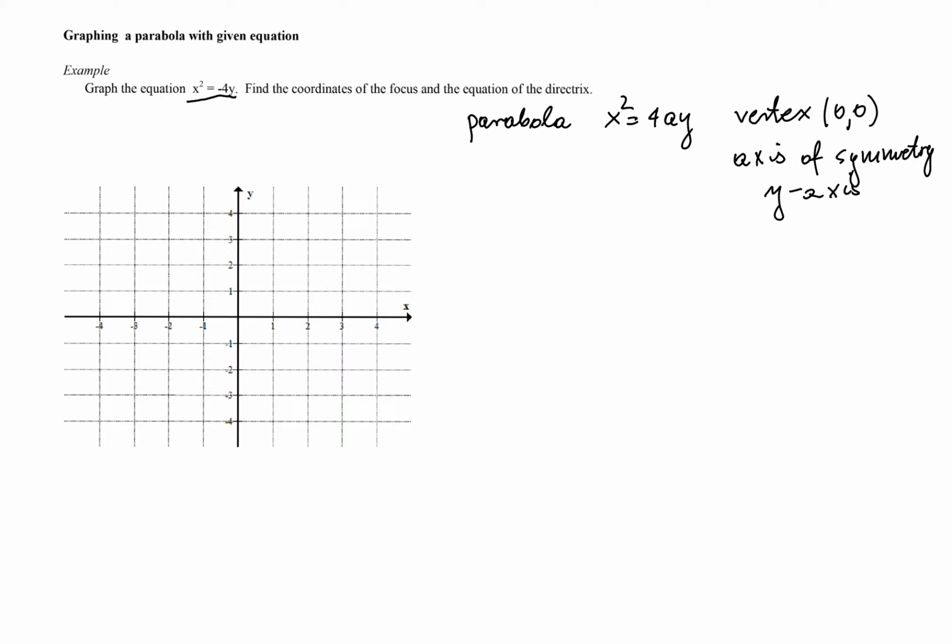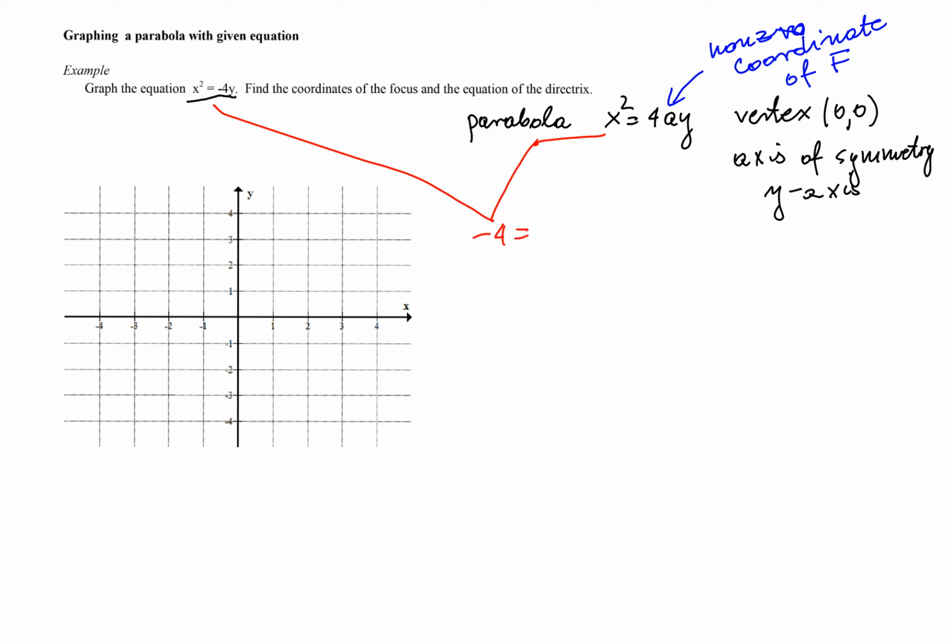Now, how will I find what the focus is? If we remember that the a in this general formula is the non-zero coordinate of the focus, then it is enough to find the value of a. And if we compare those two equations, x squared is equal to negative 4y with our general statement, you can see that negative 4 has to be 4a. That means that a is equal to negative 1, and combining this with the information that this is the non-zero coordinate of the focus, we can say that the focus, which is on the y-axis, has the coordinates (0, negative 1).